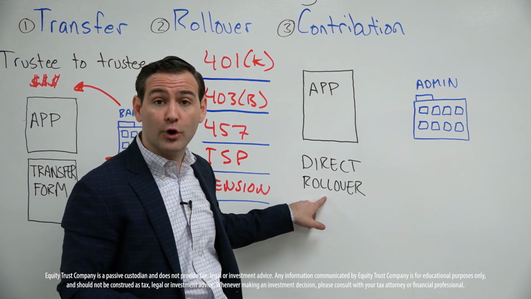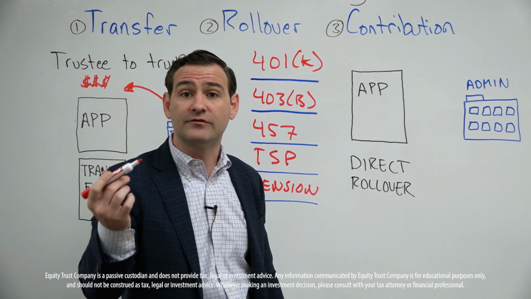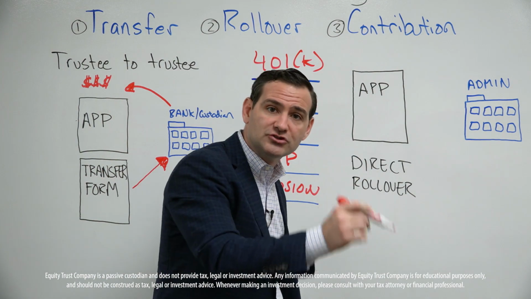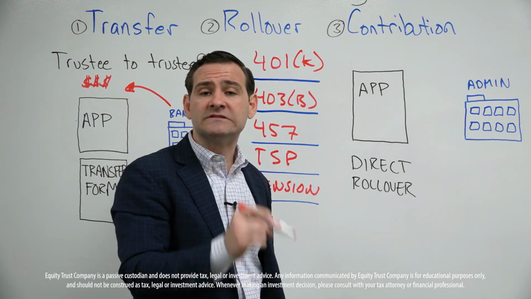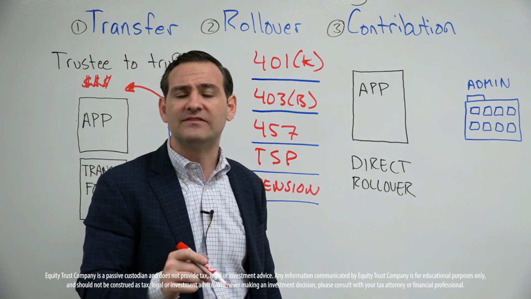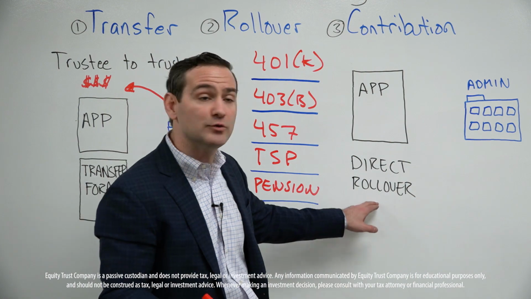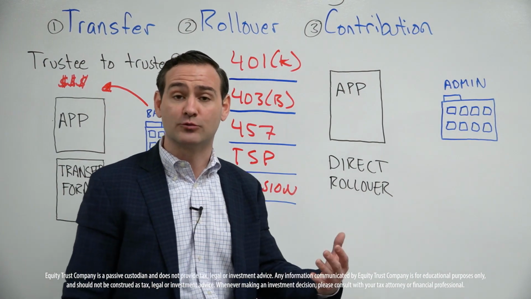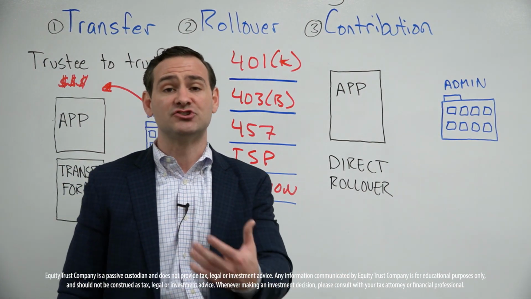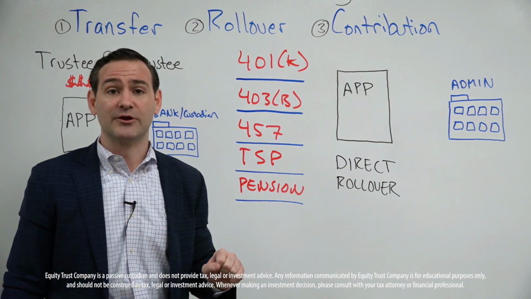Now, the direct rollover is an important term because what you're doing is you're sending the money directly from the plan to your Equity Trust IRA. In doing so, you're not creating any tax consequences or penalties. I'll repeat that: you're not creating any tax consequences or penalties if you do it properly and you're doing a true direct rollover. Again, the money never touches your hands. It's going directly into your Equity Trust IRA.